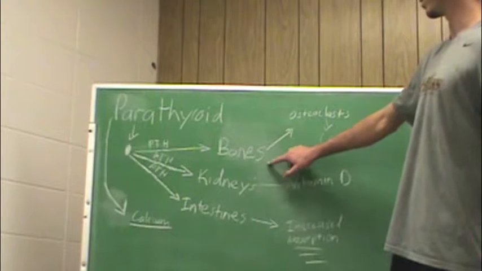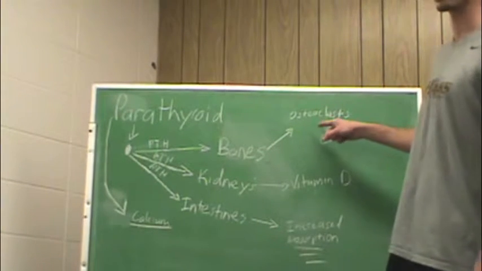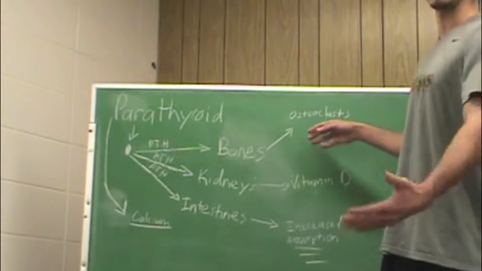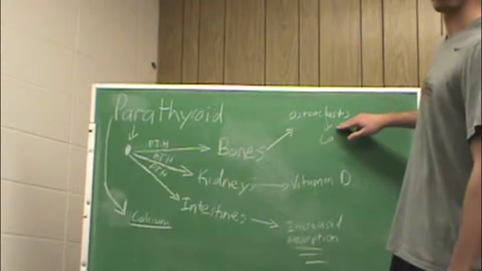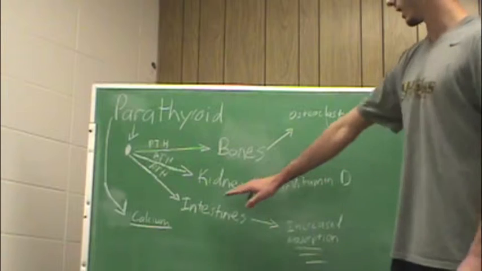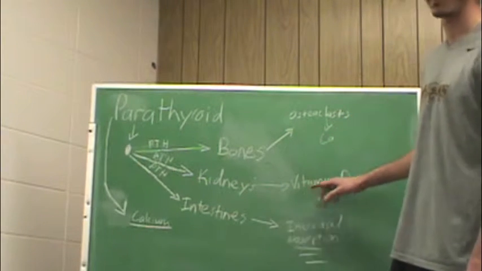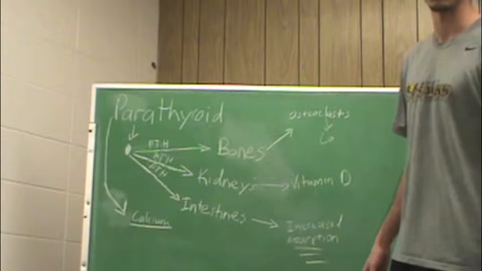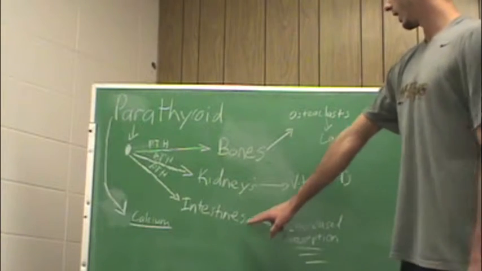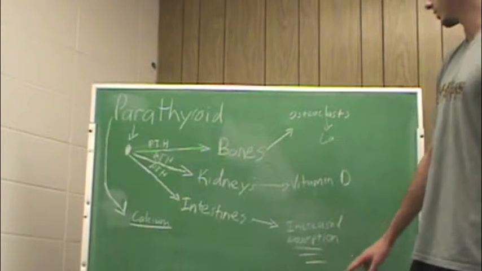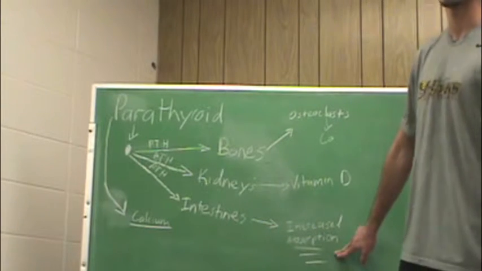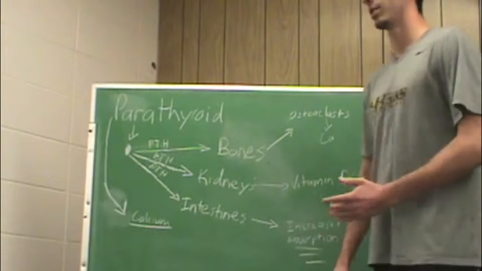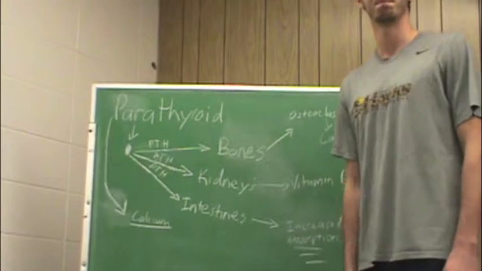And it signals the bones to eat away the deposits of calcium and push them into the blood. And it signals the kidneys to activate vitamin D, which we all know helps with the absorption of calcium. And it also signals the intestines to be on the lookout for calcium and to increase its absorption. And to show you how this is done, we have a quick demonstration for you.